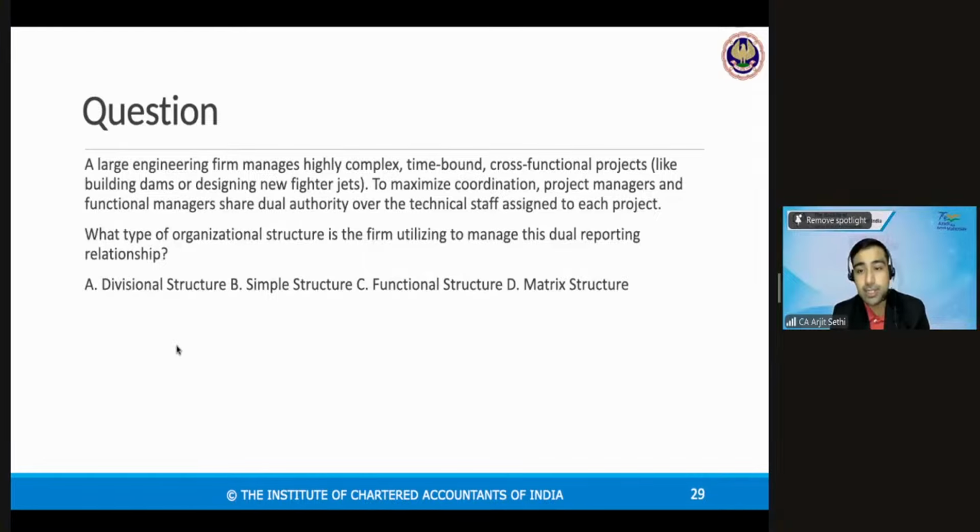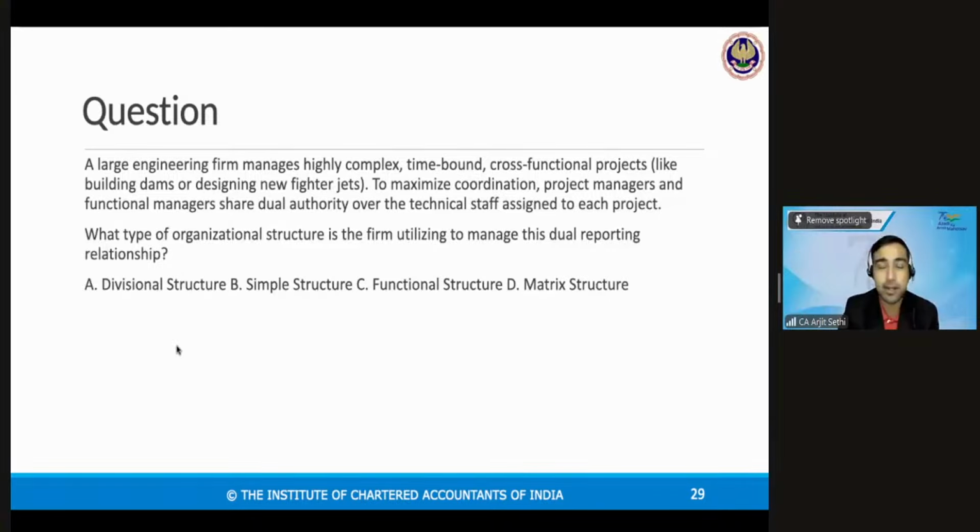A large engineering firm manages highly complex, time-bound, cross-functional project. Okay, before I go to that question, Abhishek says matching a balance sheet and calculating NTI is easier than SM for me. I'm very happy to listen to that, Abhishek. Really makes the subject even more interesting for me. Okay, you know why? Because this is real life. ये हो रहा है. And this is where, if you think of starting your own thing in future, ये ज्यादा काम आने वाला है. Just saying, okay? Because it opens your mind to new ideas.